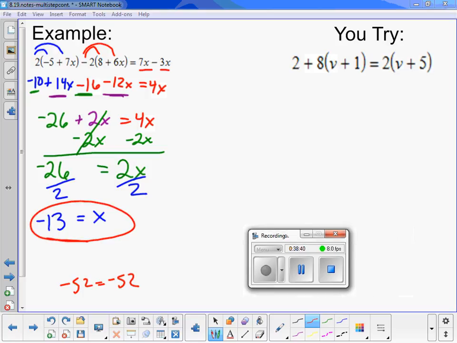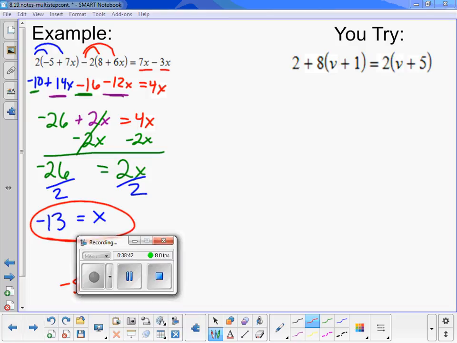All right, so now let's move on to this one, which actually looks a little bit shorter. On the left-hand side, I have parentheses that I have to do distribution for, so I bring down the 2. Positive 8 times v is positive 8v. Positive 8 times 1 is positive 8, equals 2 times v is 2v. 2 times 5 is 10. All right. So now on the right-hand side, it's as simple as it gets, but on the left-hand side, I have an 8 and a 2 that can be put together. So when I put them together, positive 2 plus positive 8 is positive 10. Bring down that plus 8v.